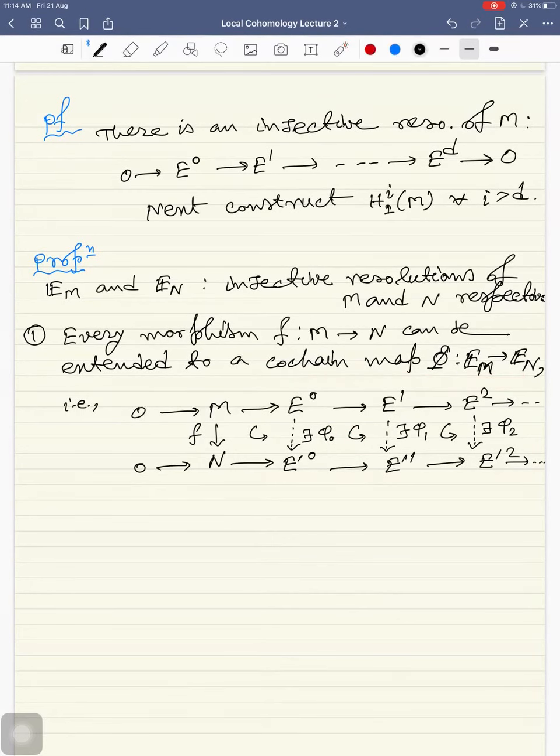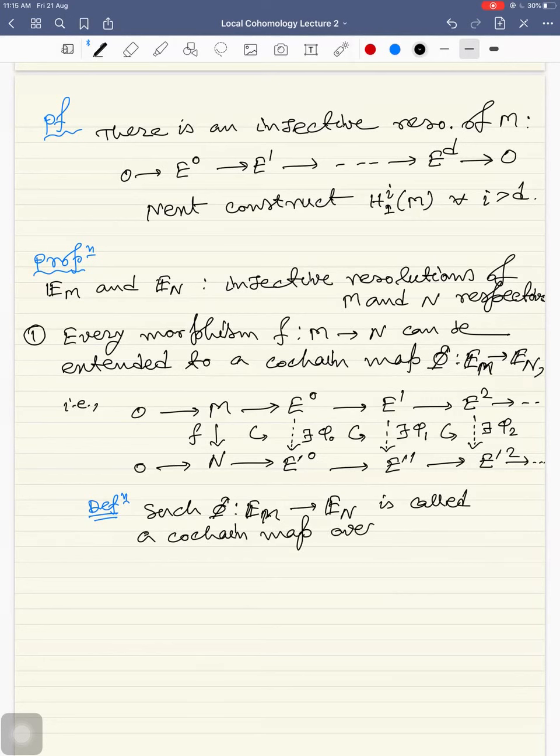Here I should note this definition. This is one terminology we want to use later, that such a map phi from EM to EN is called a cohomology map over f from M to N.